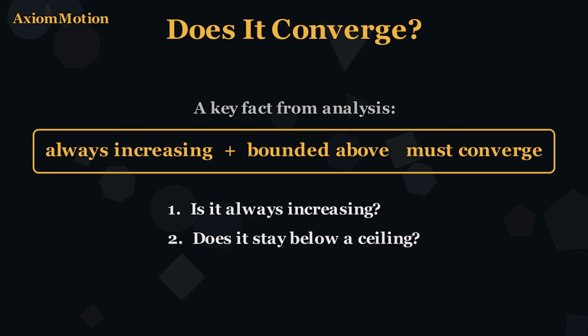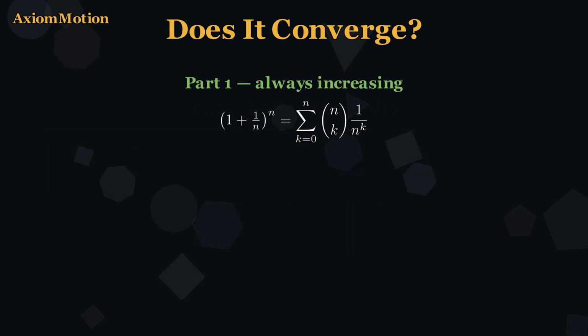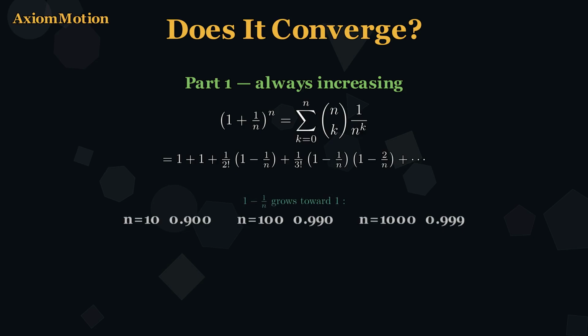Begin with the binomial theorem. Expanding (1 + 1/n) to the power n gives a sum of n + 1 terms. Written out, each term is 1 over k factorial, times factors like (1 - 1/n) and (1 - 2/n). Now make n larger. Each of those factors, like 1 - 1/n, climbs closer to 1.